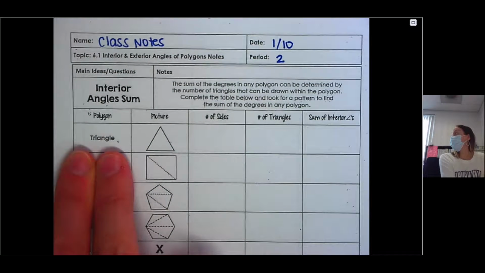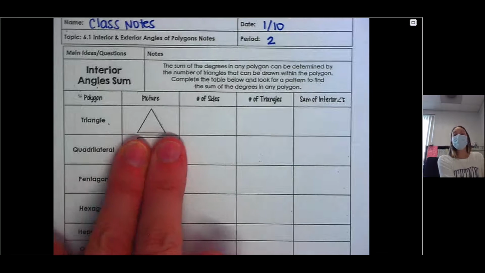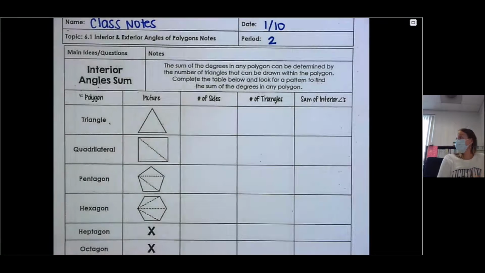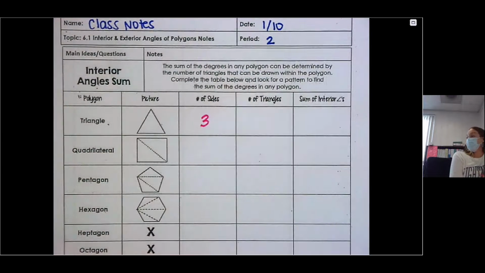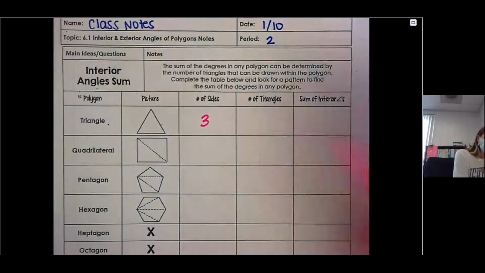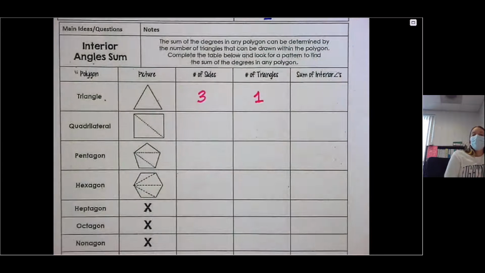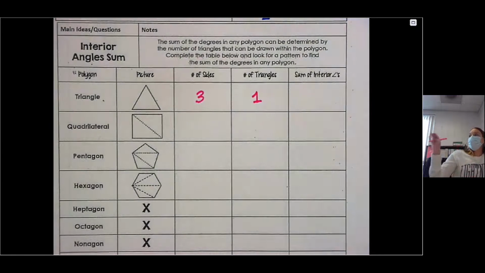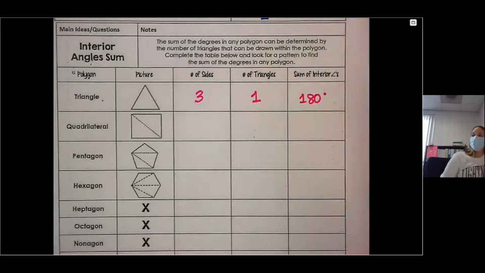So first polygon is a triangle. Obviously, you know what a triangle looks like. How many sides are in a triangle? 3 sides, good. And how many triangles make up that triangle? 1. There's 1 triangle in the triangle. If you were to add up all of the interior angles in a triangle, what should you always get? 180 what? Degrees. Good. I'm sorry, I didn't hear you say it. Beautiful. There's your first one. Triangle.